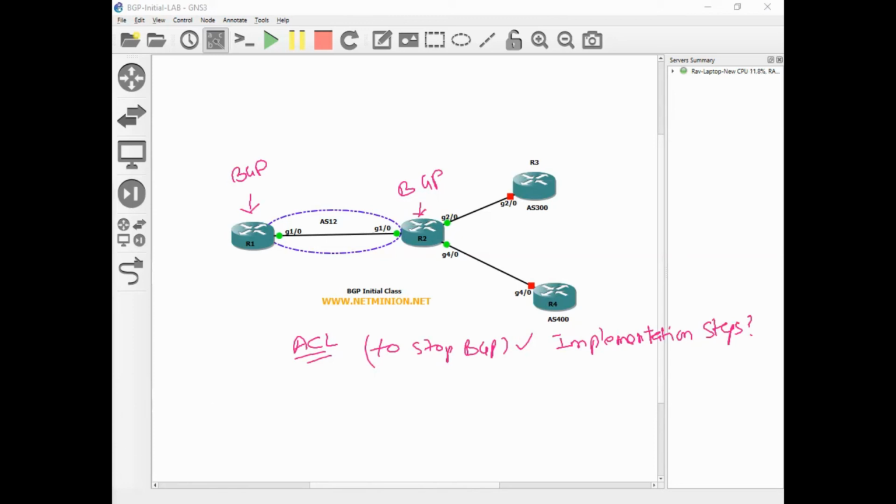Is my question clear? Yeah. Inbound direction at R2. Sorry. Apply the ACL with the inbound direction. Okay. Where? First we need to create an ACL, and then what should be the ACL?